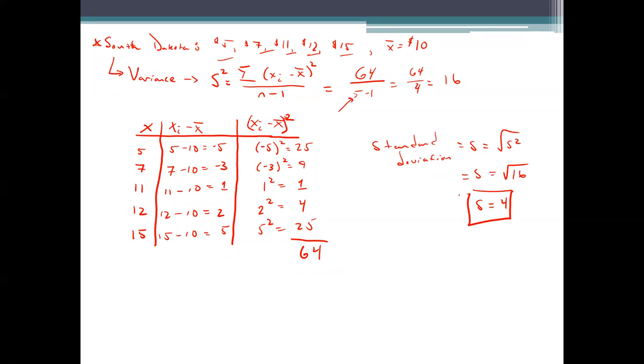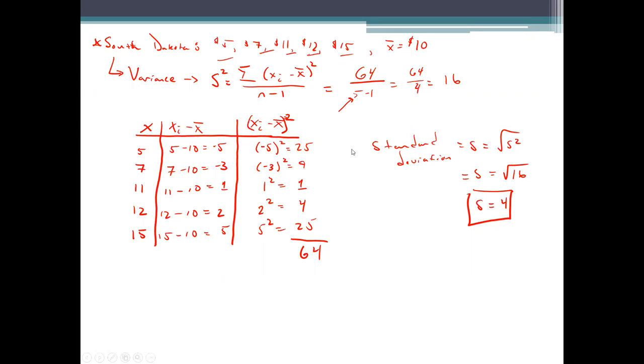Wait, quick question. How did we get the 4 again? So, which 4? This 4 or this 4? That 4, yeah. So it's always n minus 1. So it's the sample size, which is 5 data values. So it's 5 minus 1 gets you 4. Okay, I see it. Okay.